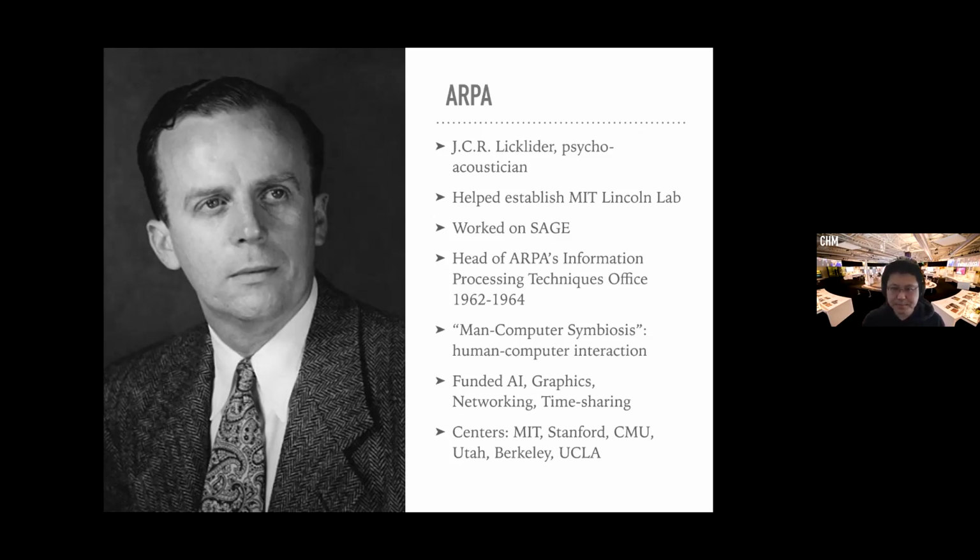Another thing is that he tended to focus the big grants on particular institutions that he would designate as centers of excellence. So MIT, Stanford, and Carnegie Mellon University got a lot of the grants that came from ARPA. Utah, UC Berkeley, and UCLA also got grants, and Utah in particular became sort of the center for computer graphics research because of that.